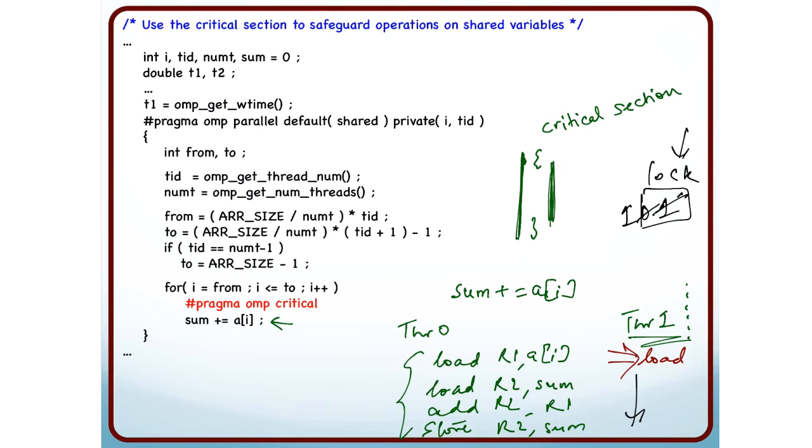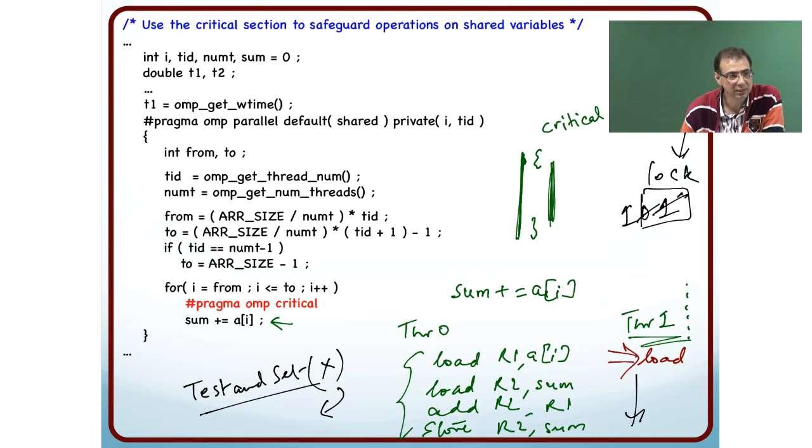So there's generally an instruction called test and set. It's a hardware instruction. What it does is, if you say test and set x, it will fetch the value of x and simultaneously update it to 1. It will update it to 1 and return to the programmer the value just before it was updated to 1.